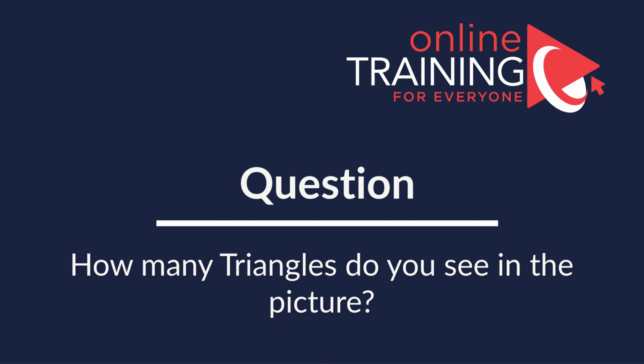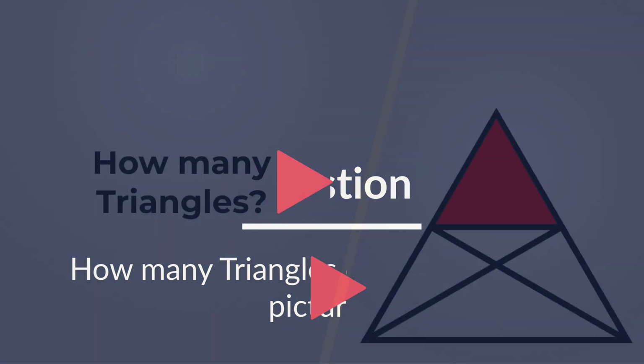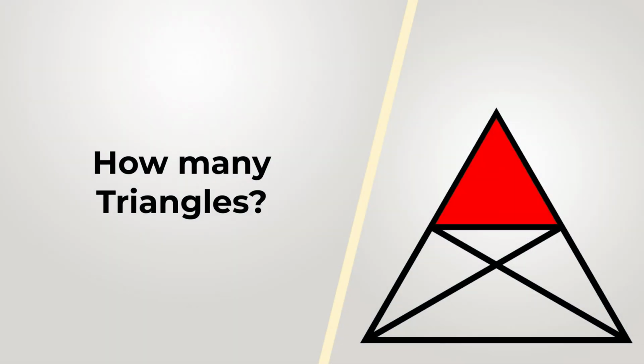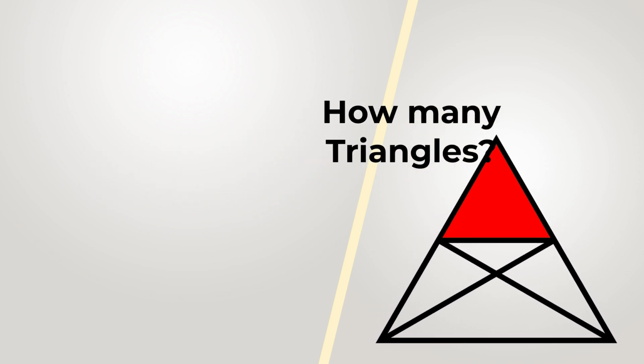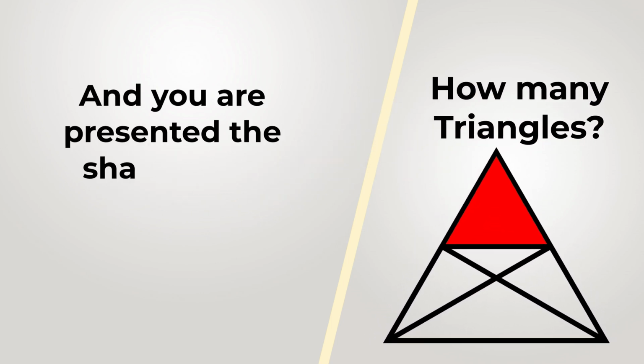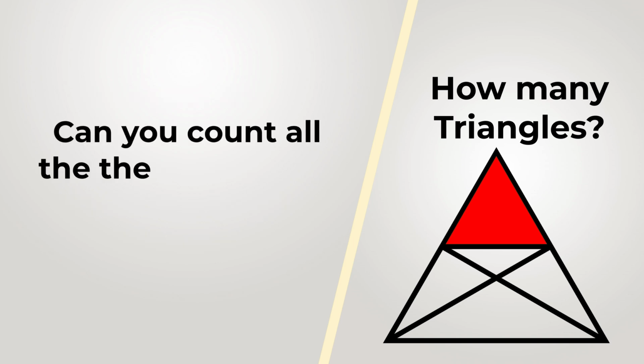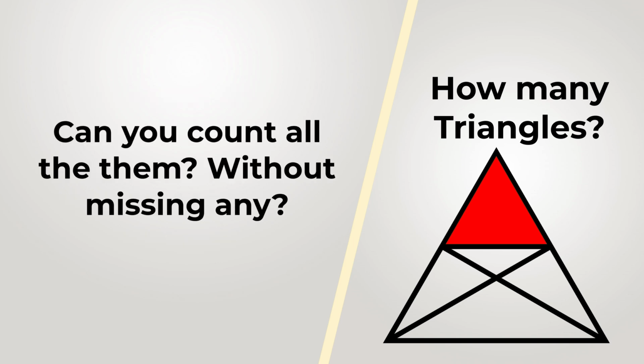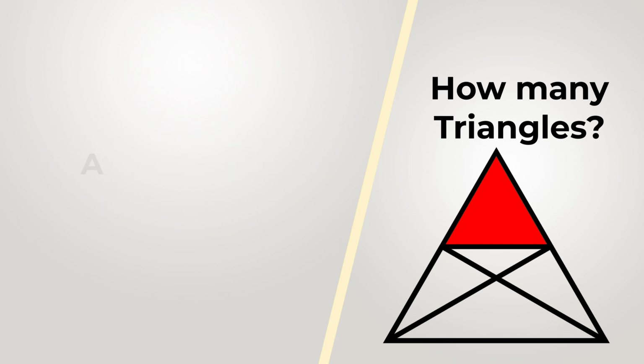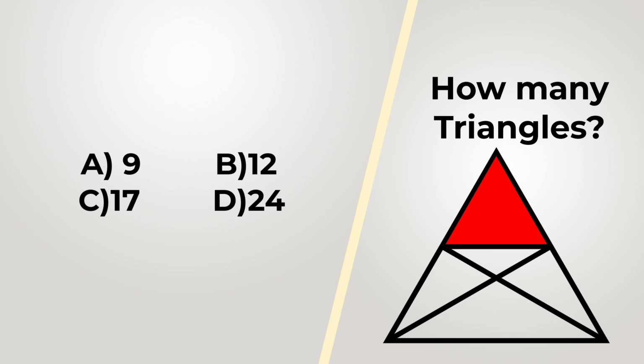This is one of my favorite questions, and there is a very high chance that you will get it on the assessment test. How many triangles do you see? You're presented with the shape on the left. There is a large triangle, and there are also lines inside of this large triangle. You have 4 different choices. Choice A, 9 triangles. Choice B, 12. Choice C, 17. And choice D, 24.